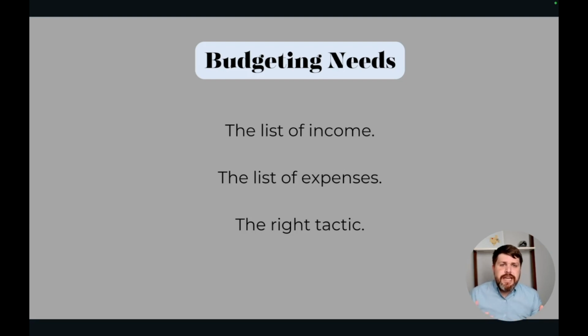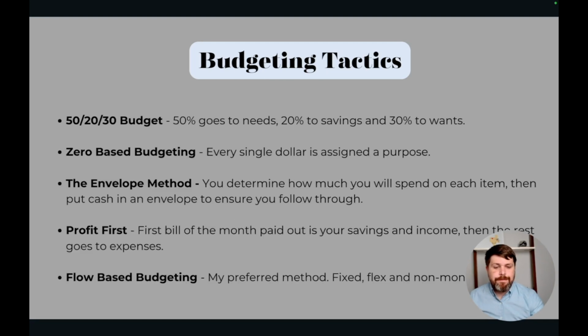So what do we need in place in order to begin budgeting? First, we need the list of income that we created in course 3. We need the list of expenses that we created in course 3 and course 4. And then we need the right tactic, and that's what we're really going to dig into today.